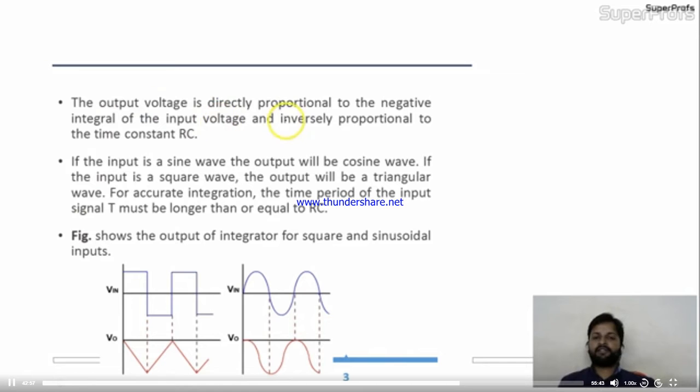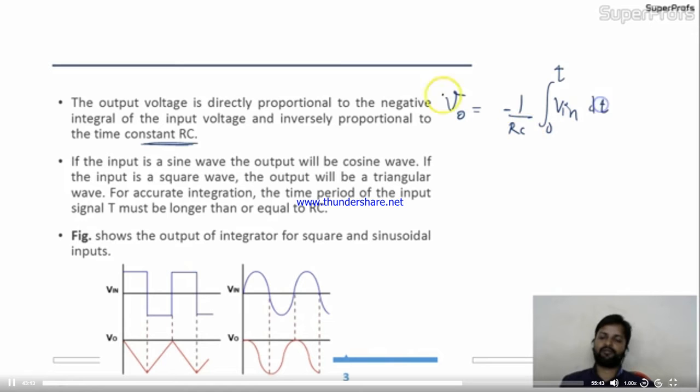So the output voltage is directly proportional to the negative integral of input voltage and inversely proportional to the time constant, because we have seen the formula: V0 is minus 1 by RC, integral from 0 to T of V in dt. Is it okay? So if the input is a sine wave, the output will be a cosine wave, because the integration of sine is cosine. Okay friends? If the input is a square waveform, the output will be a triangular waveform.